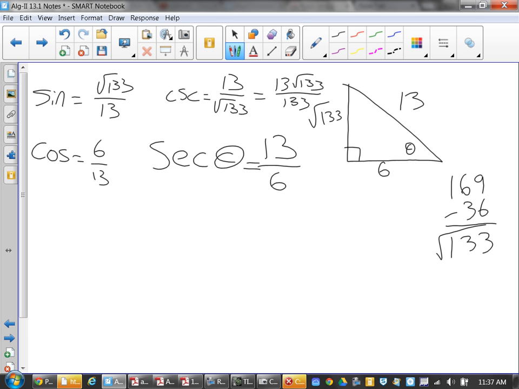That's what we're using these for now, because you can be given any one of the 6 trig functions, and you can figure out everything else. Right? Does that make sense?